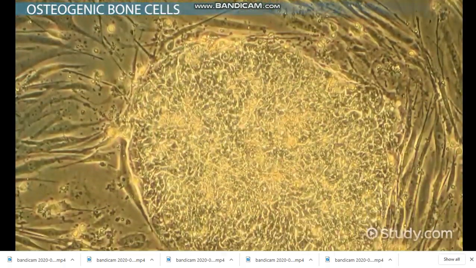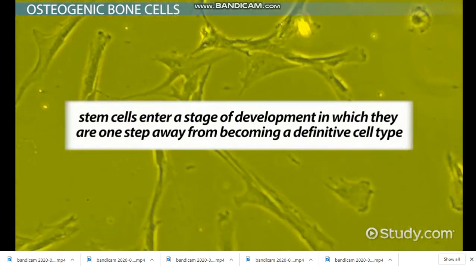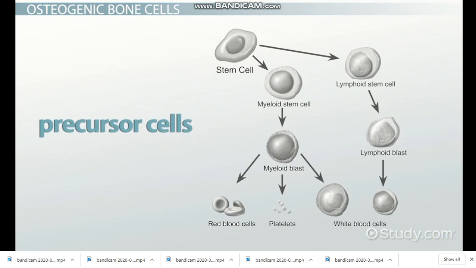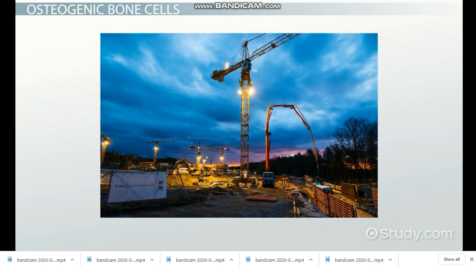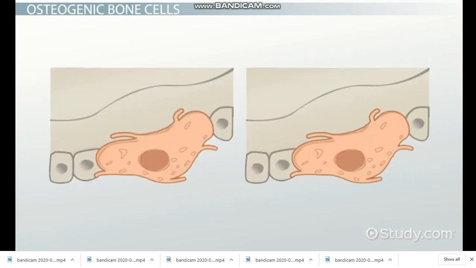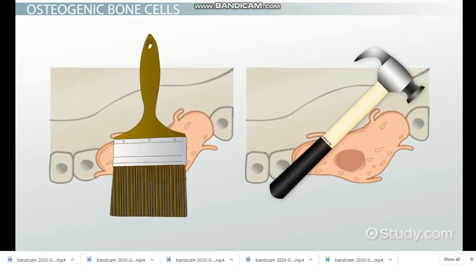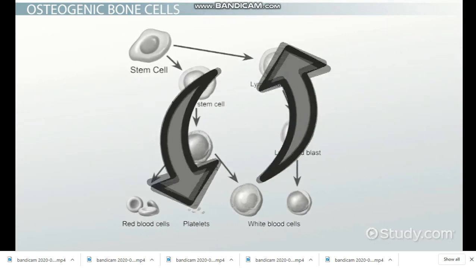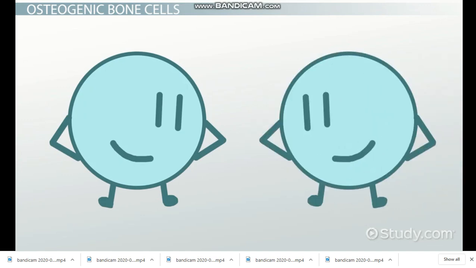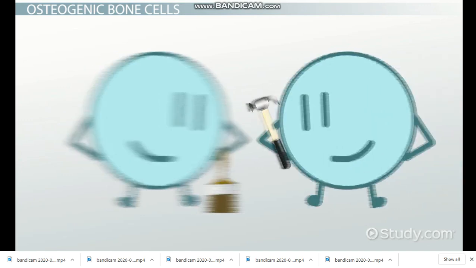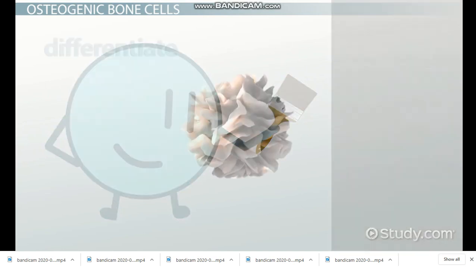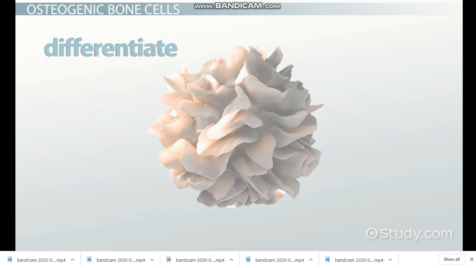As they prepare to change, stem cells enter a stage of development in which they are one step away from becoming a definitive cell type. At this point, they are called precursor cells. For example, as in the daily activities of construction sites, two osteogenic cells could initially show up, and either one could become a painter or a carpenter. However, each task requires more specific training or development. When training ends, there would be two precursor cells, one for painting and the other for carpentry. When they are instructed to practice their craft, these precursor cells will finally change or differentiate into their defined roles.